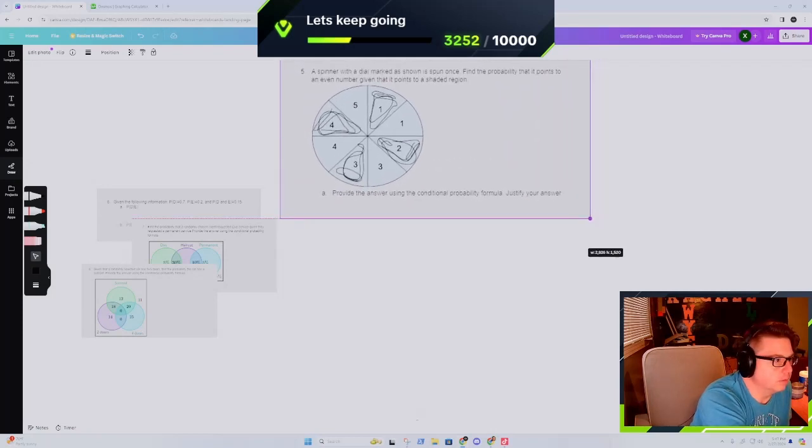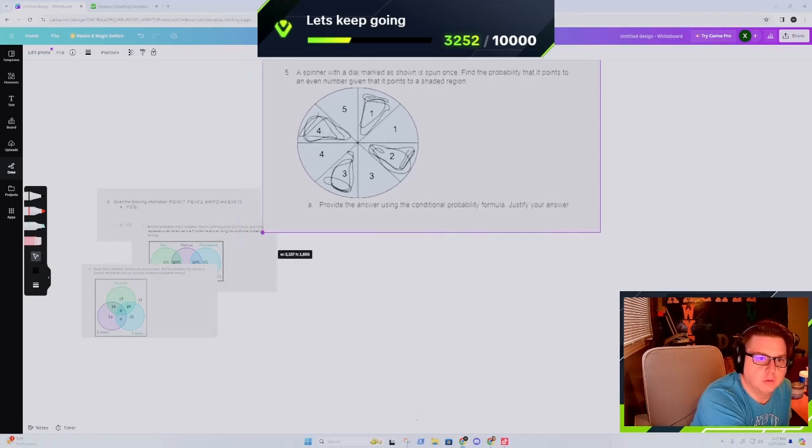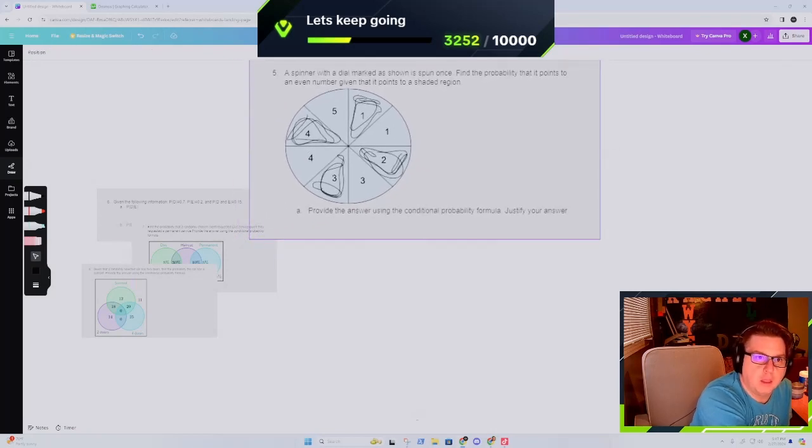Blow it up as much as we can. Okay, so a spinner with a dial marked as shown has spun once. Find the probability that it points to an even number. Oh, there's that word again. Given that it points to a shaded region.